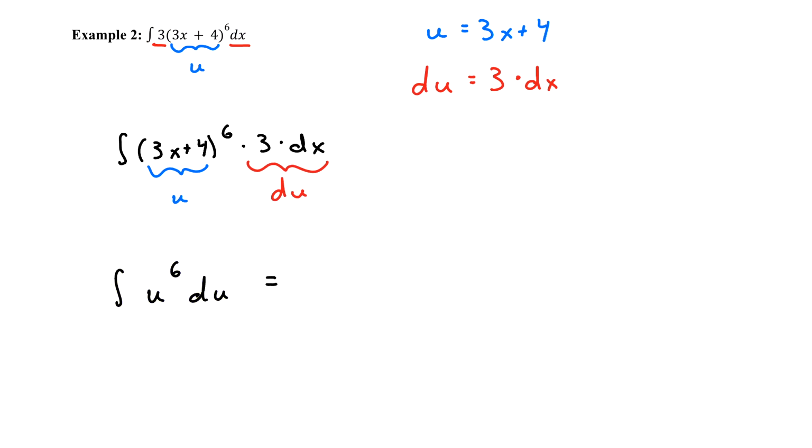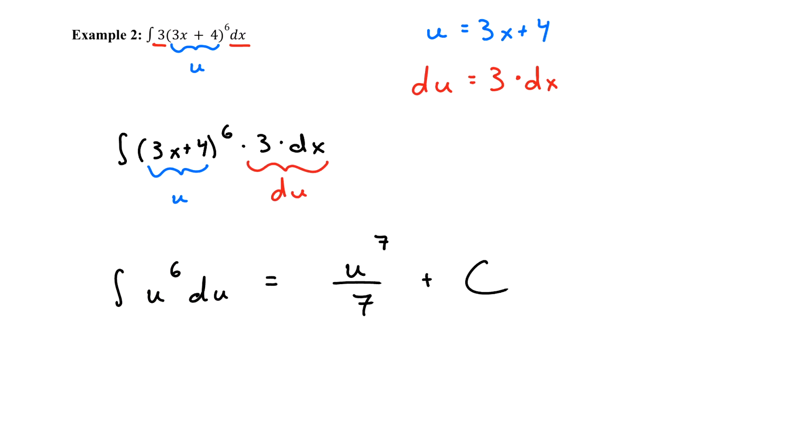So now that I have this slightly simpler integral, I can just use my power rule in this case. So I'll add 1 to the power. This will be u to the 7th power divided by my new power of 7. Plus, of course, we can't forget about our constant of integration c.